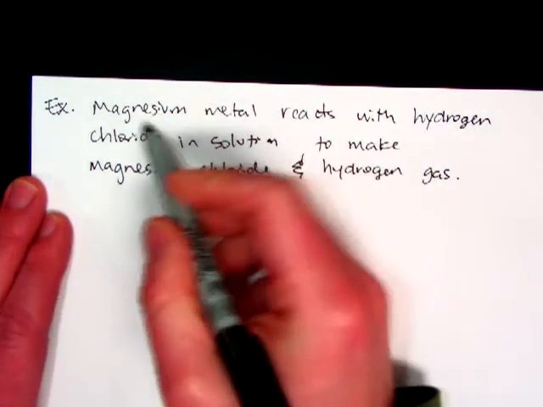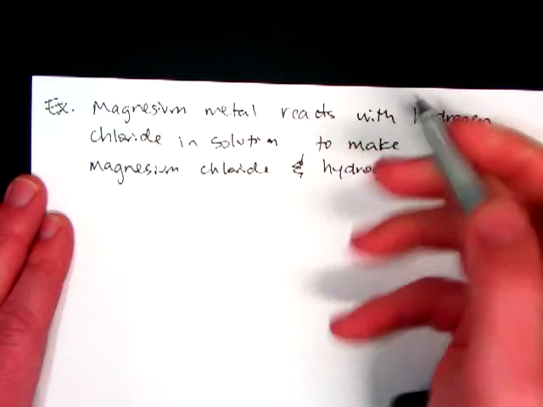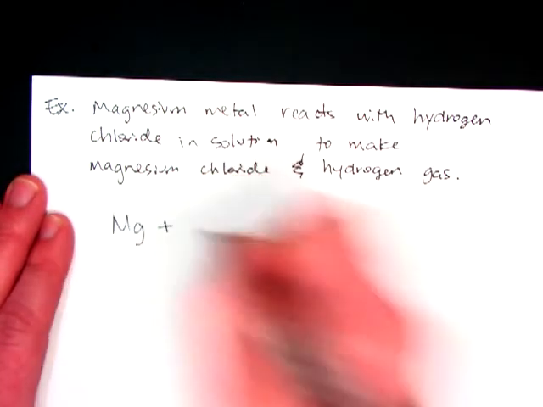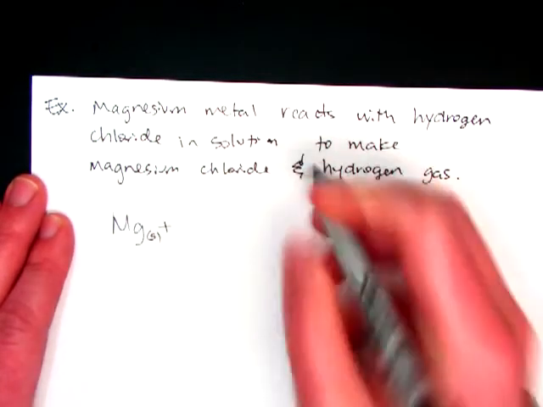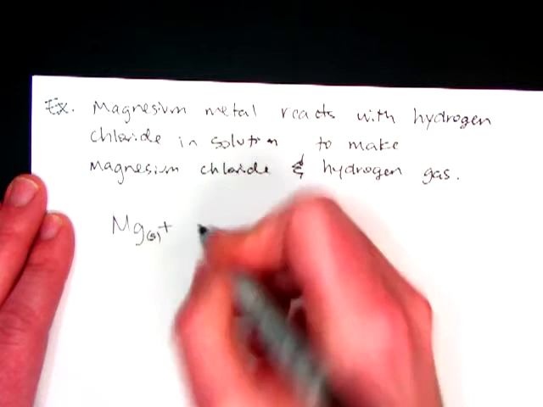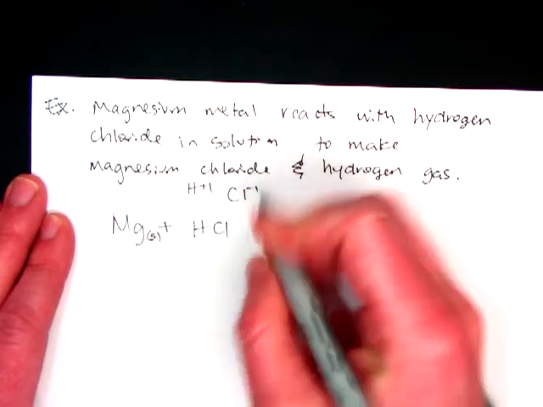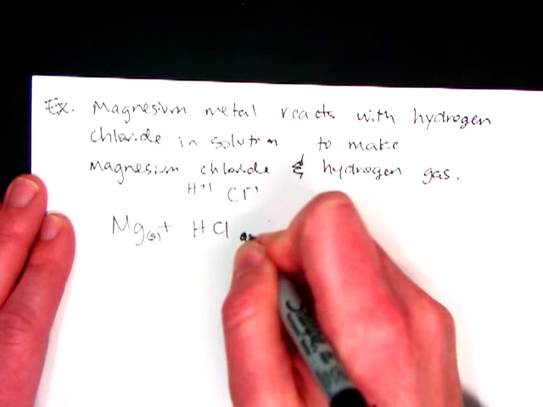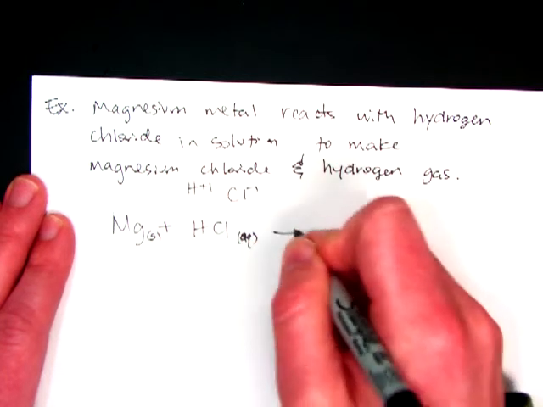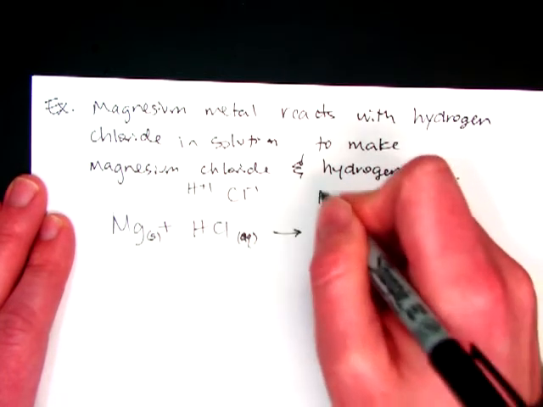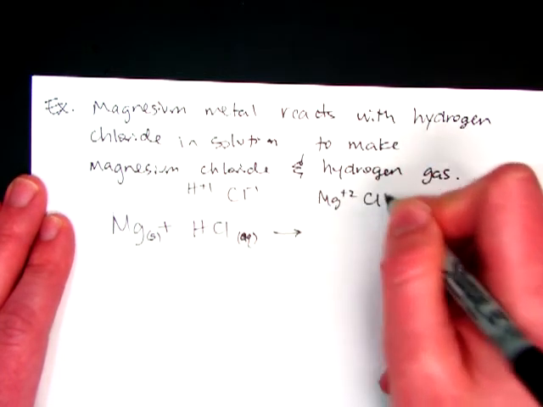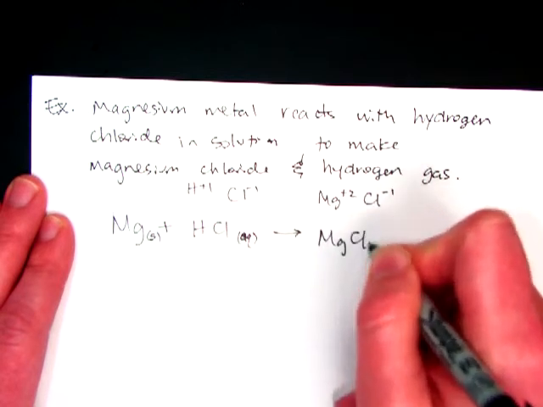So any element can be by itself as long as it's not a sneaky 7. So magnesium metal, just by itself, magnesium. And it's a metal, it's a solid. Reacts with hydrogen chloride in solution. Hydrogen is +1, chlorine is -1. So HCl, it's in solution, so it's AQ, aqueous. To make magnesium chloride, magnesium is +2 now, and chlorine is -1, so it's MgCl2.